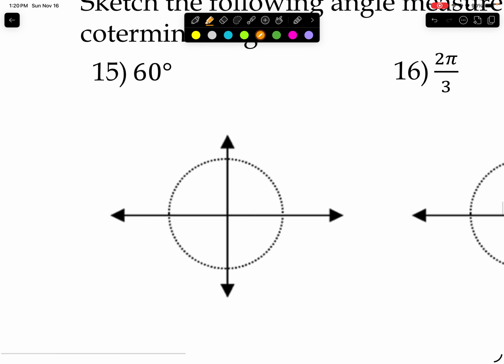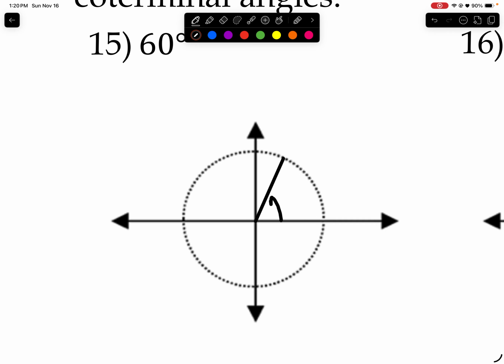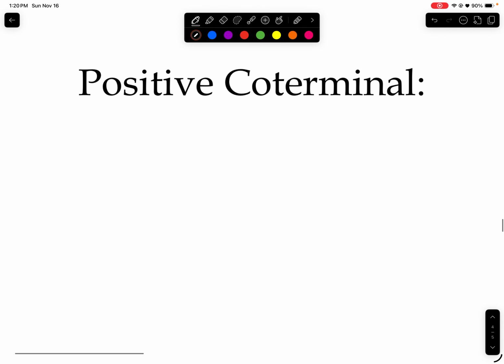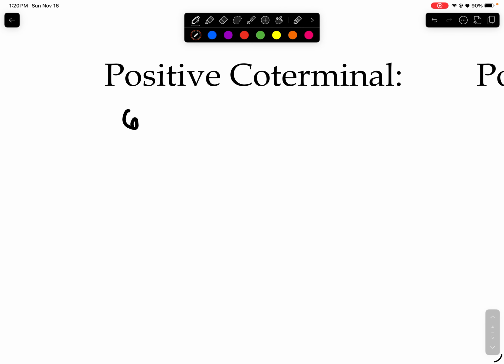So if I have 60 degrees, that is going to be here in quadrant 1. That's a positive angle in standard position, which means we measure it going counterclockwise. Now I want to find the coterminal angles. We're in degrees, so I'm going to add and subtract 360.